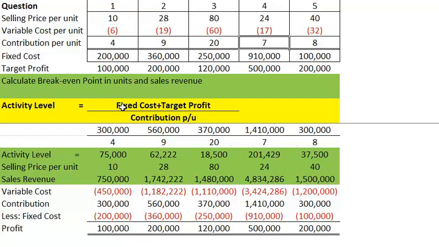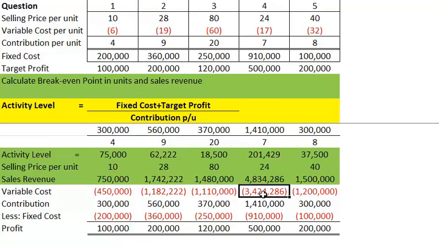As you can see, fixed cost plus target profit divided by contribution per unit. Fixed cost plus target profit is 1.4 million. We divide it by 7 pound per unit contribution. The activity level at which we not only recover cost but make a profit, we generate target profit of 500,000, is 201,429 units. We will multiply activity level by selling price per unit of 24 pound per unit. We arrive at sales revenue of 4.8 million.